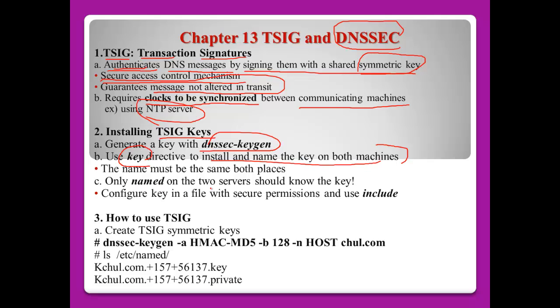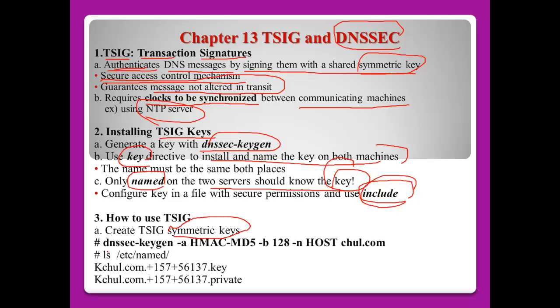Only named on the two servers should know this key. So the named daemon will load this key. And configure the key in a file with secure permissions and use include. If you want to use this key, we can use the keyword include. Number three, how to use TSIG. First, we need to create the symmetric keys.